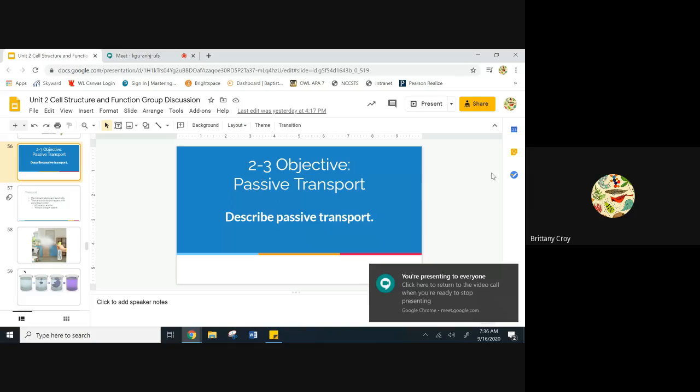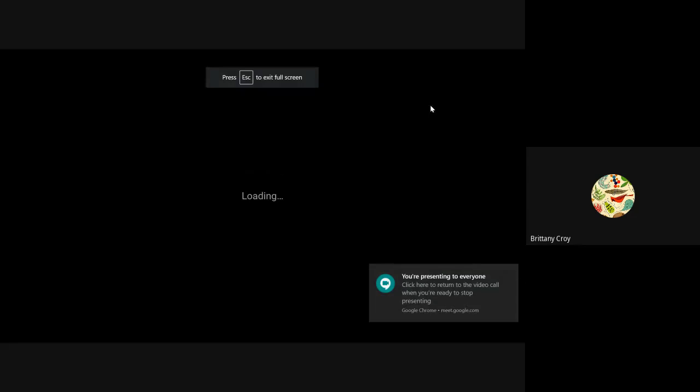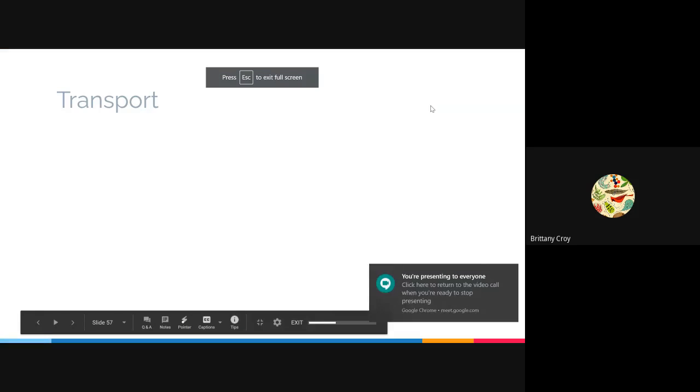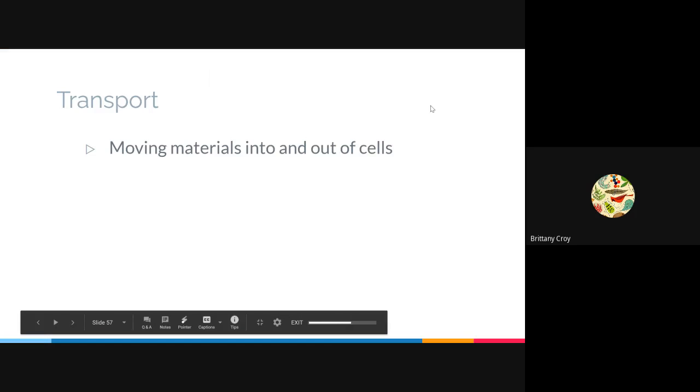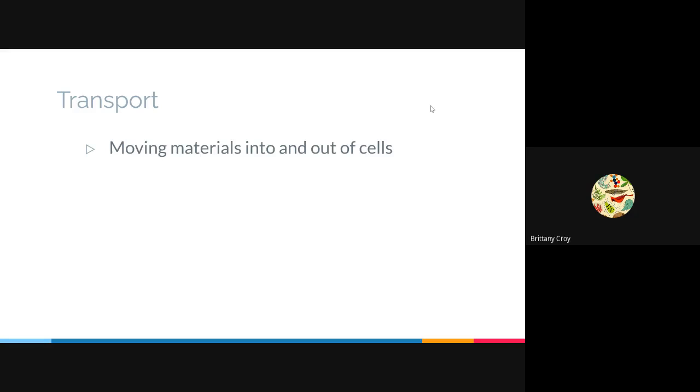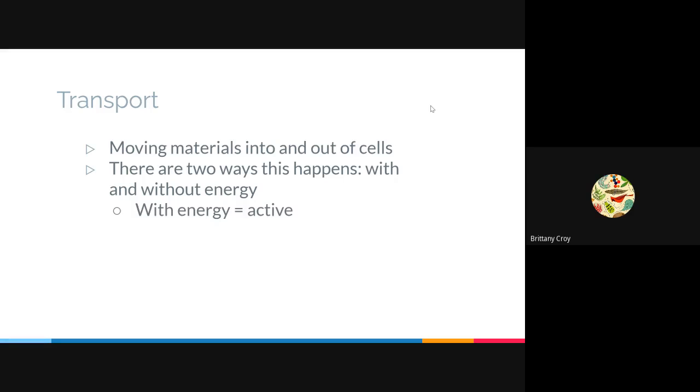Hello. Today we're going to talk about passive transport. Transport describes any time that materials are moving into or out of a cell. There are two ways that transport can happen, with and without energy. Transport with energy is called active transport. If it requires energy, active. Transport without energy is called passive transport. That's what we're going to focus on today.